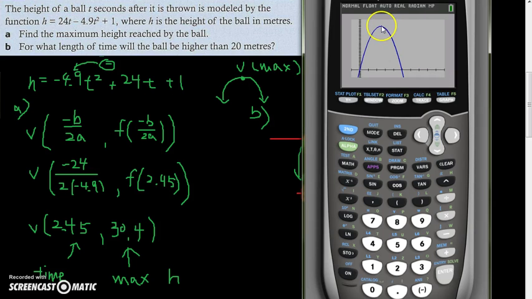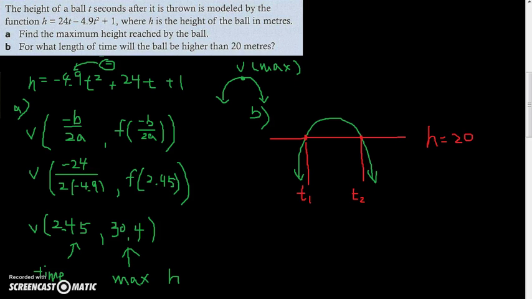Now, my vertex is right there, and if you check, go to second calc, and you go to maximum. They'll want you to choose left bound, so make sure you go somewhere on the left of the vertex. Somewhere there, that's good enough. And then right bound, somewhere on the right of the vertex. The guess value somewhere close to it. So it's 2.45, exactly what we have there. And the height is at 30.4. That's awesome.